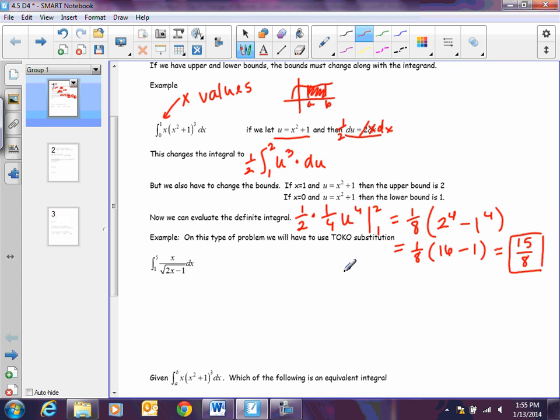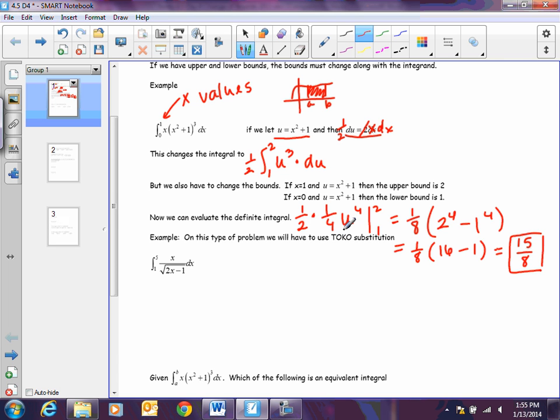Let me ask you, is it easier to simply take a number to the 4th power, or do you want to square that number, add 1, then take it to the 4th power? Which is easier? The first one, right? That's why you want to stick with u.